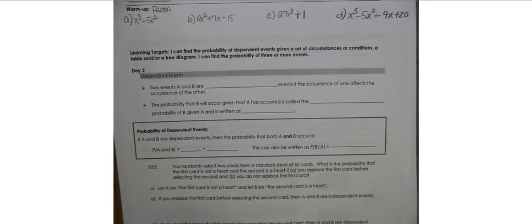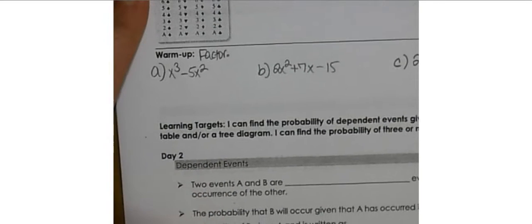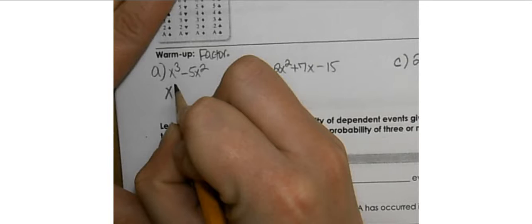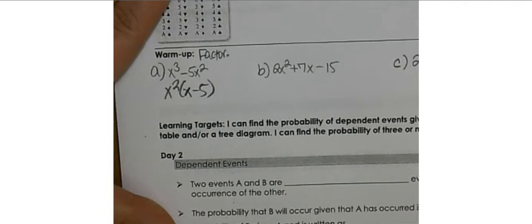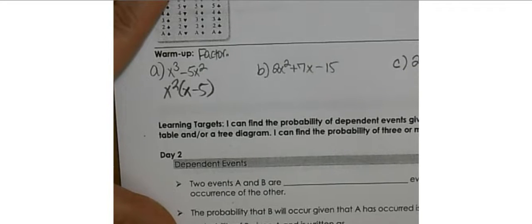All right, let's go ahead and look at example letter A. For example letter A, x cubed and 5x squared both have in common an x squared. So this is a matter of just factoring out a greatest common factor. Our leftovers is x minus 5, and that is it. That's all that you show.